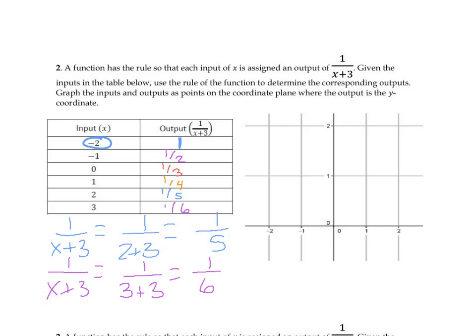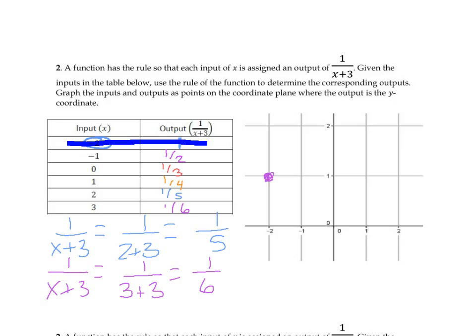Now that we made our table of values, we are going to graph our table of values. Our first thing to graph would be our first set of input and outputs, which is -2, 1. So we're going to graph that. We go -2, 1, which is right here.